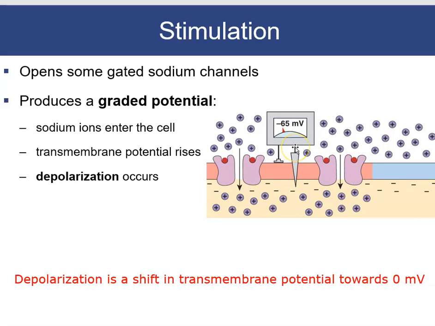But notice it only went up to -65. This is not going to travel down that axon. It's just a change in that potential at this site where the stimulus occurred. Because the transmembrane potential moved closer to zero, we say the neuron has been depolarized. Depolarization is a shift in the transmembrane potential closer to zero.